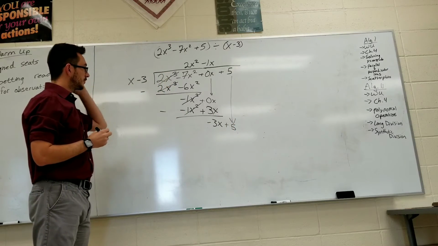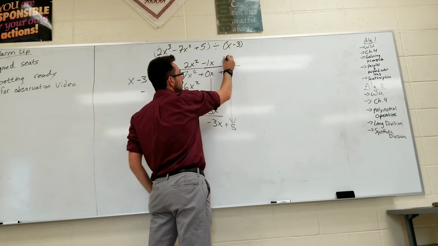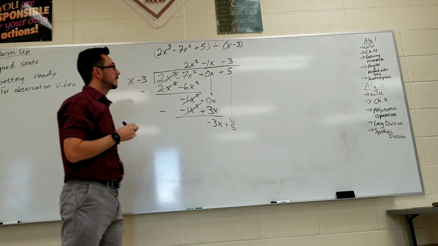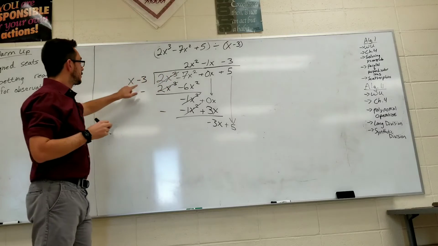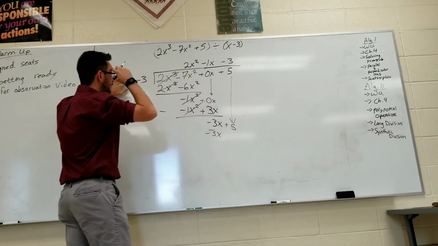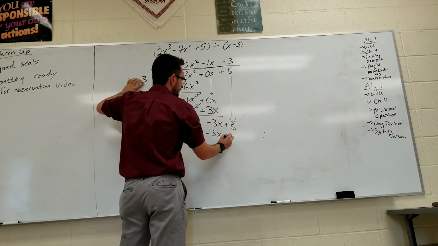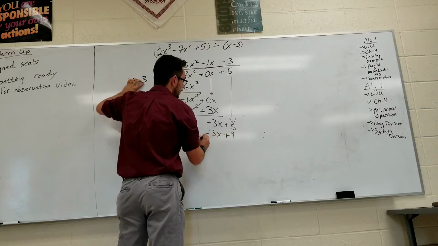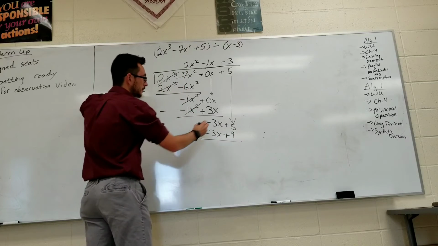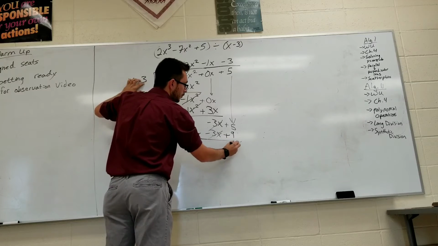I need to ask myself, what times x gives me negative 3x? So that's just a negative 3. When I carry through the multiplication, those match, and negative 3 times this negative 3 gives me 9. Subtract one last time, these cancel. 5 minus 9 is going to give me a negative 4.